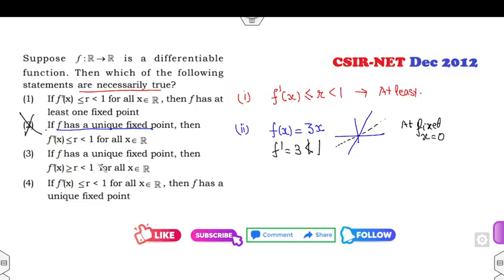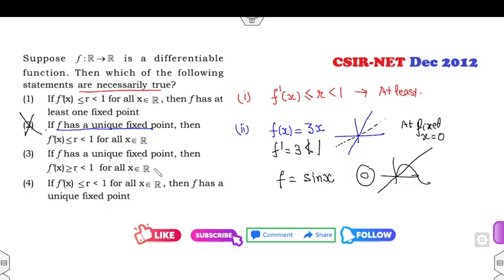Fine. Again, f has a unique fixed point. X is my unique fixed point. The derivative is greater than or equal to r, and it is less than 1. What is the r? R is not given, so I can choose any other one. Say sin x. Clearly it has a fixed point. 0 is my fixed point. This is my sin x.